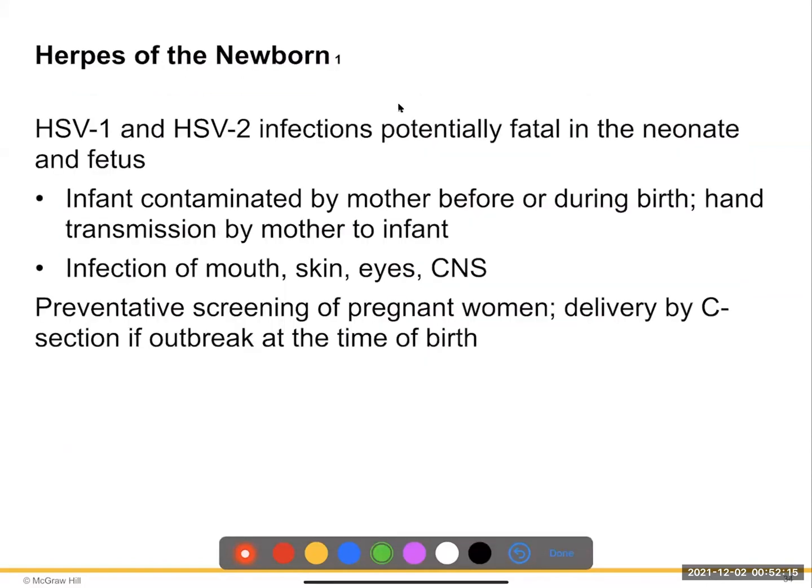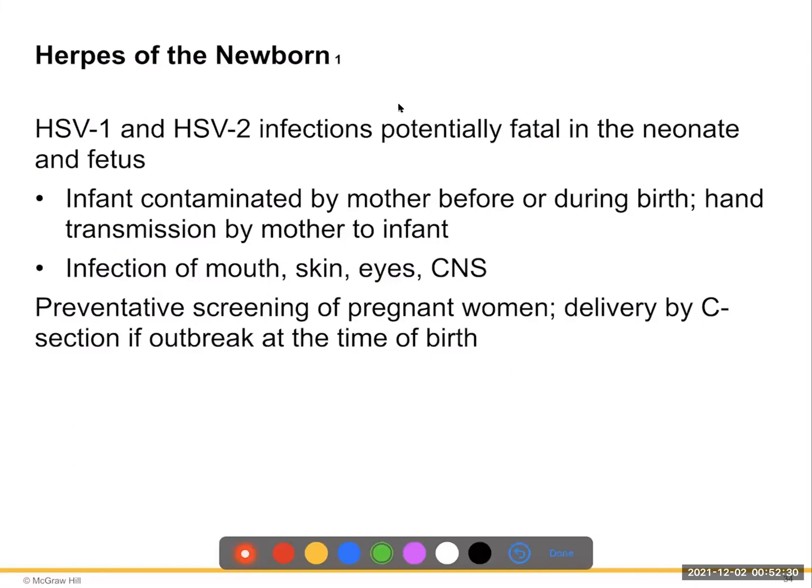We talked about that. HSV1 and HSV2 infections are potentially fatal in the neonate or fetus. That's why they'll do a C-section sometimes. If the mother is positive for HSV2 and has active lesions, they'll deliver the baby by C-section. That way the baby doesn't have to go down the birth canal.